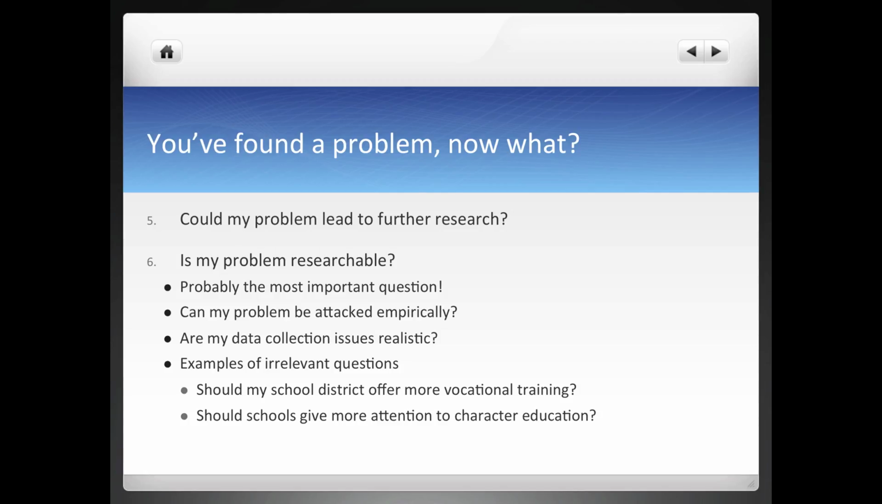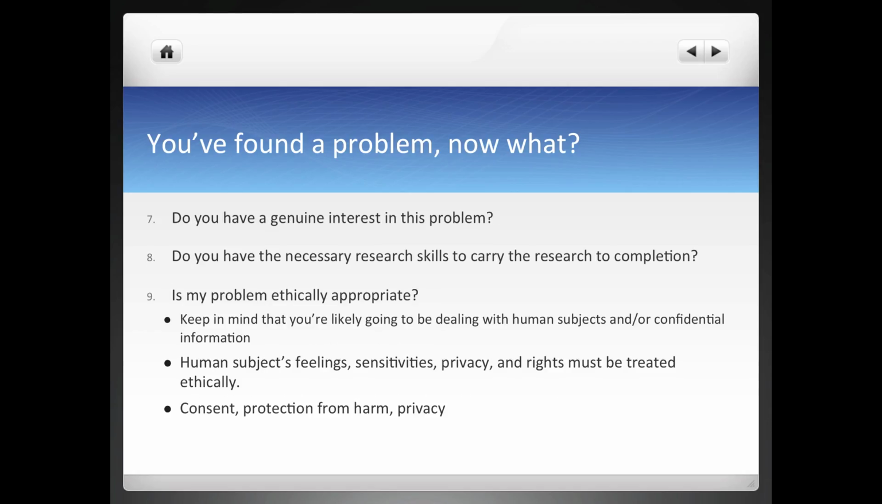Some questions that are irrelevant: Should my school district offer more vocational training? Well, that's way too vague. And should schools give more attention to character education? And again, that's too vague. On that note, I've come up with some more. I think it's on the next screen.